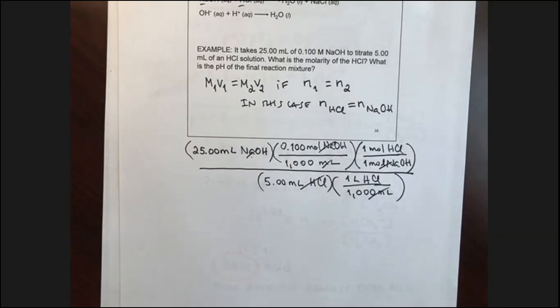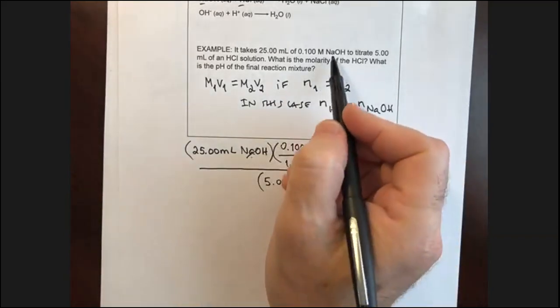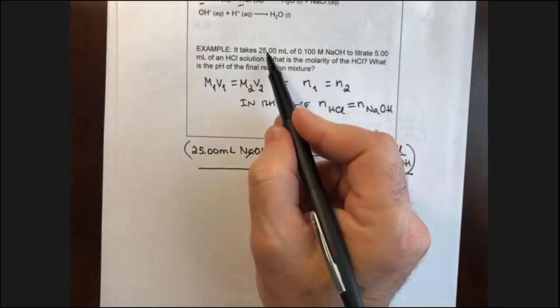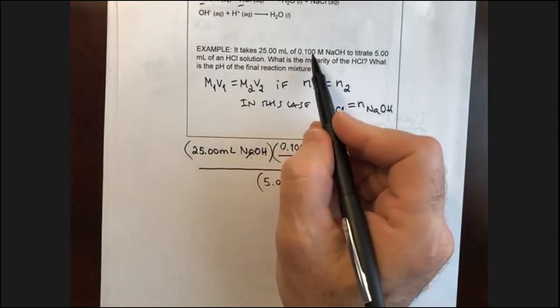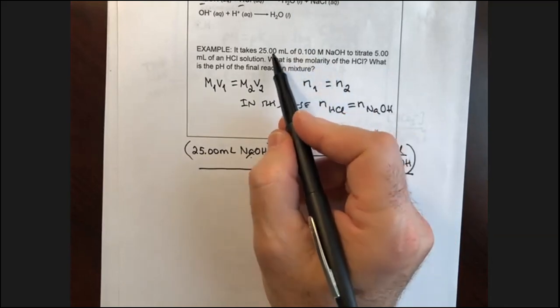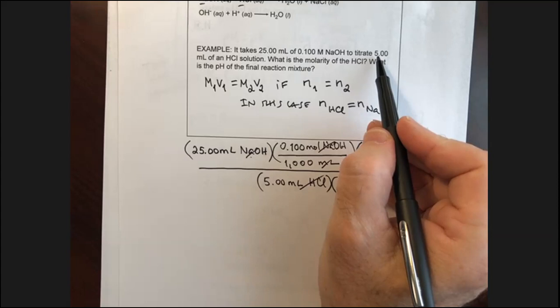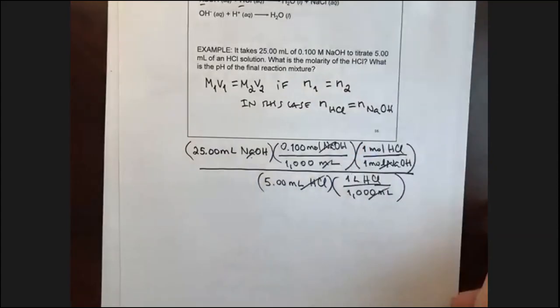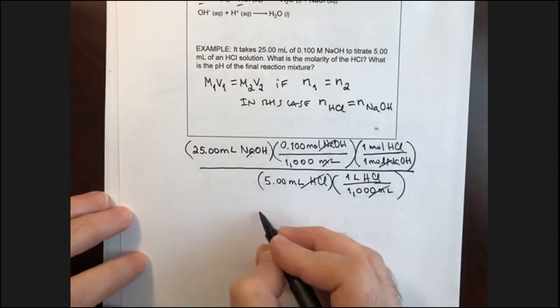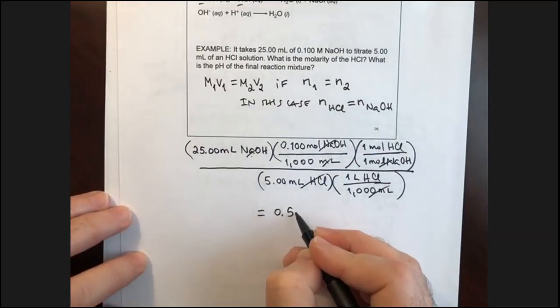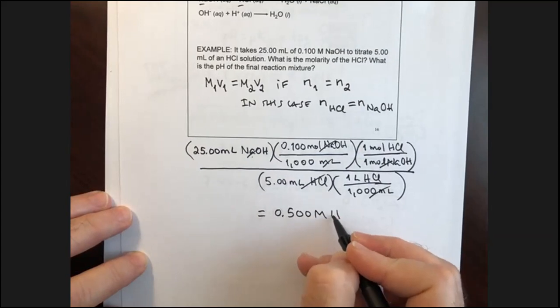Now, if you remember how to do these things, you probably didn't even need to do these calculations, because you know that since they react 1-to-1, if you have 0.1 molar of this and it takes 5 times the volume of HCl, it must mean that the HCl is 5 times as concentrated, right? So basically, this is going to end up looking like 0.500 molar HCl.